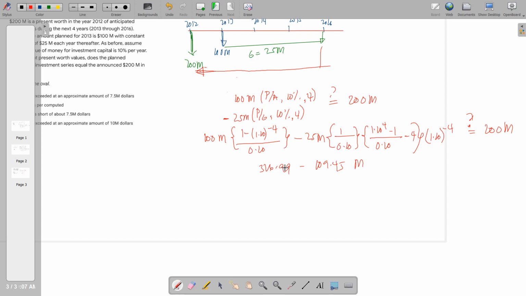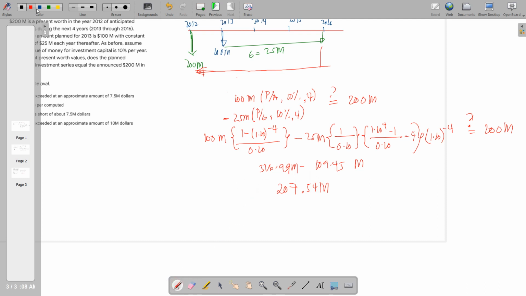With the computation, we have these values. This shall be $316.99 million minus $109.45 million. If we are going to get the difference, we will yield $207.54 million.